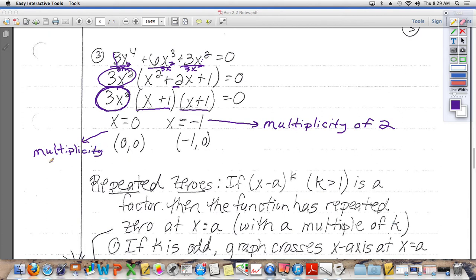Multiplicity of 2. And I'm going to start abbreviating multiplicity pretty soon because I'm not going to write that word out every single time I say it. Too long. Has a multiplicity of 2. Okay?